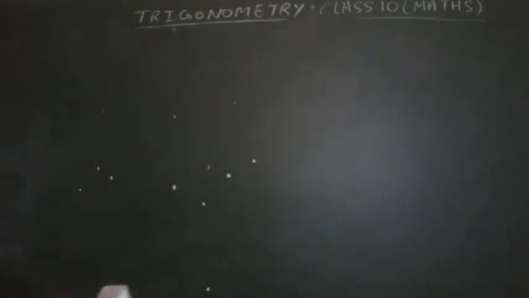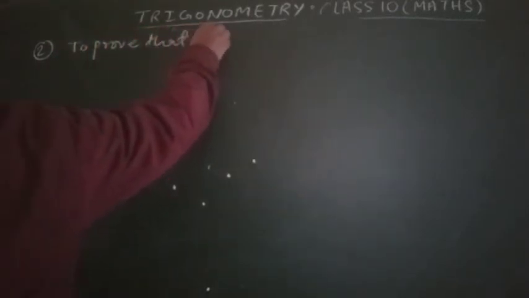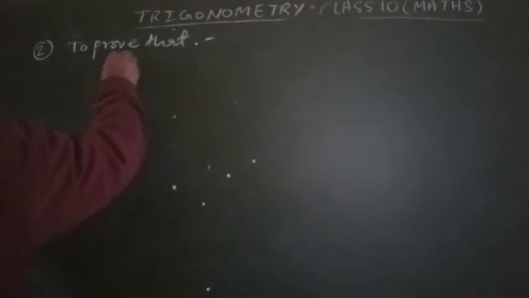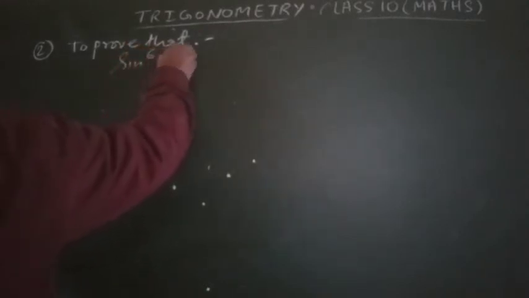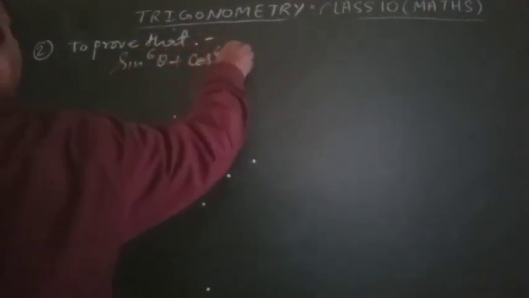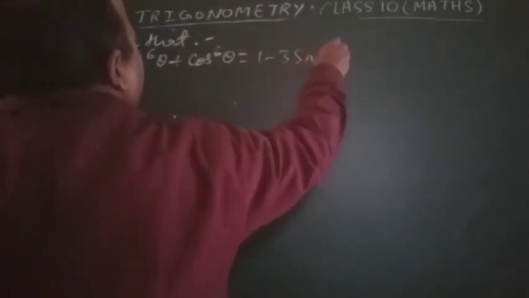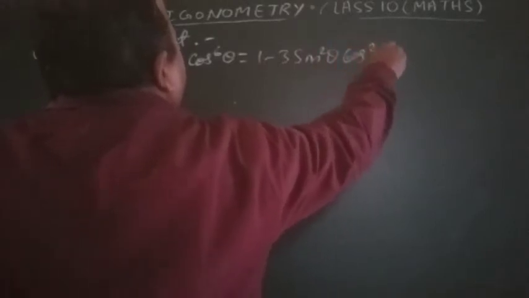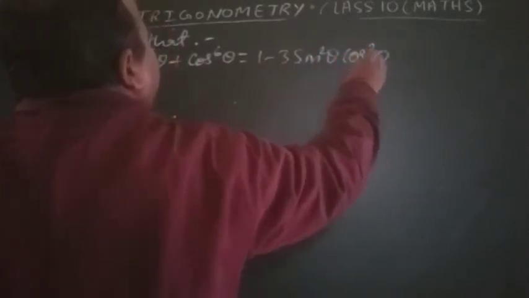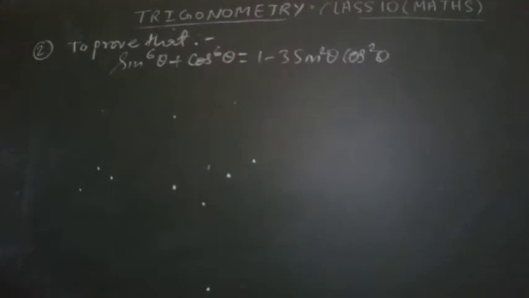Question number 2. What is question 2? Question number 2 is to prove that sin^6 theta plus cos^6 theta equals 1 minus 3 sin^2 theta cos^2 theta.